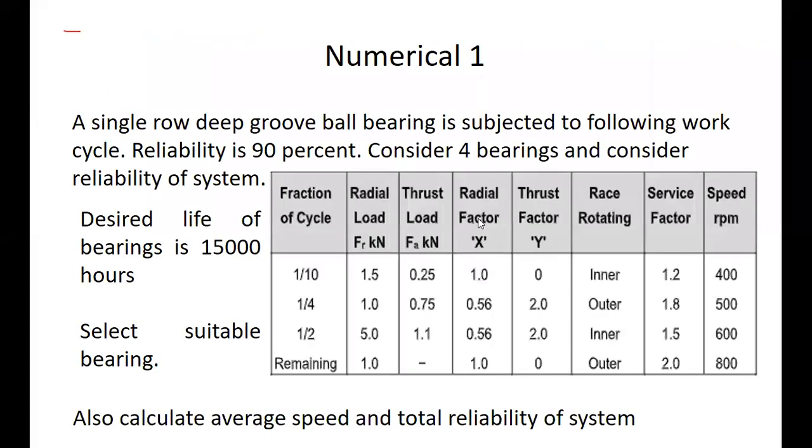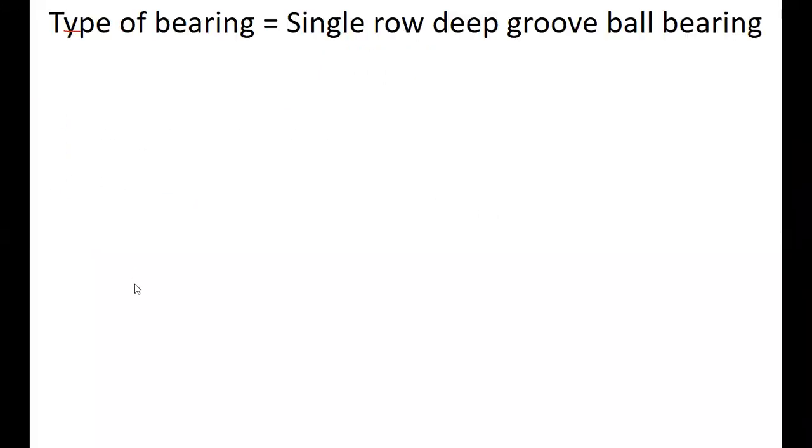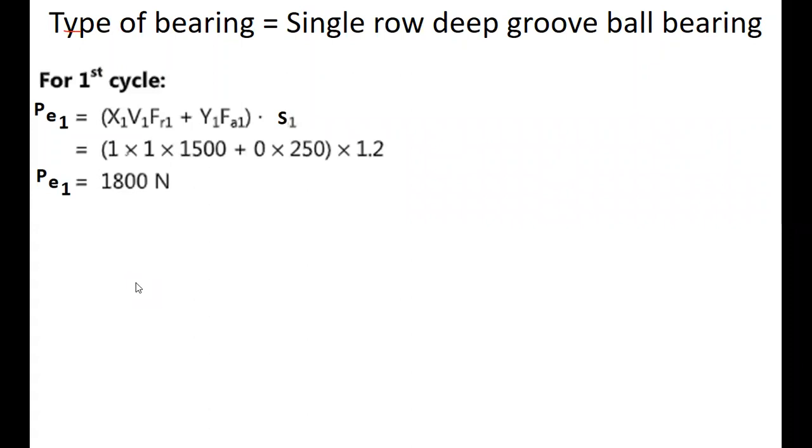So whatever was given in the given data, the same I'm writing down here. For example, I'll take you back over here. You can see radial load is 1.5 kilonewton, so it will be 1500 Newton. This will be 0.25 kilonewton, so 0.25 into 10 raised to 3. X is 1. Thrust factor is 0. Inner race is rotating, so V will be 1 and service factor will be 1.2. So these values I have just put into this formula. So the answer turns out to be 1800 Newton for the first cycle.